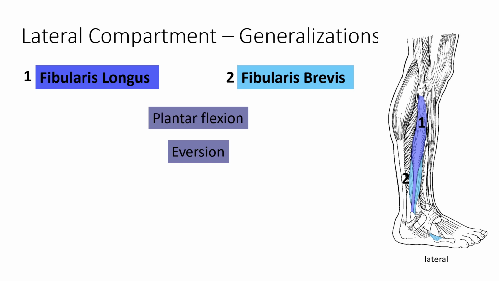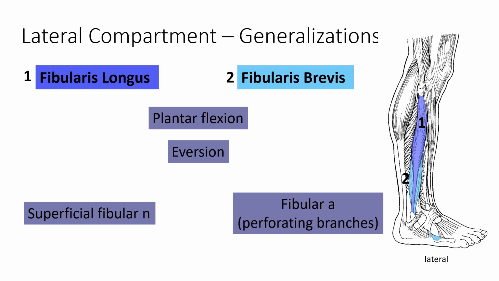These two muscles are innervated by the superficial fibular nerve, and they're supplied by perforating branches of the fibular artery.